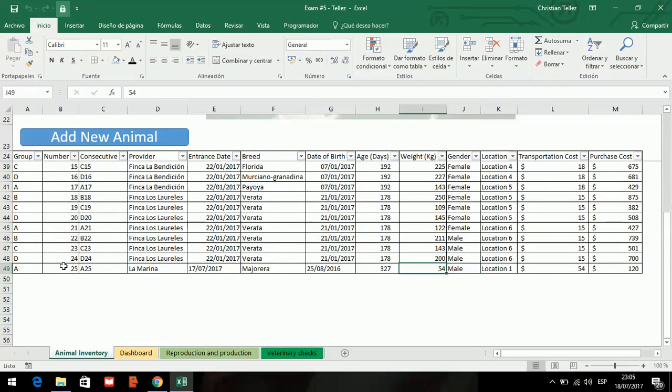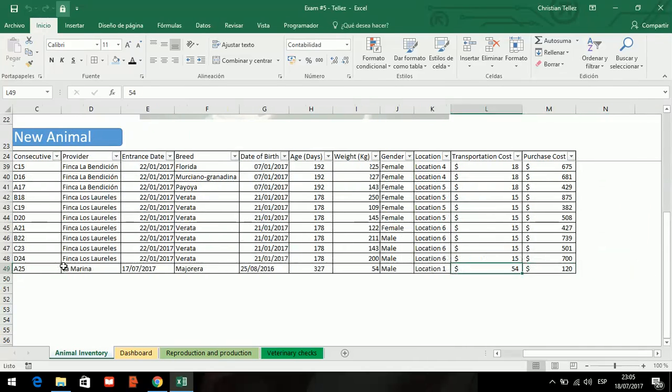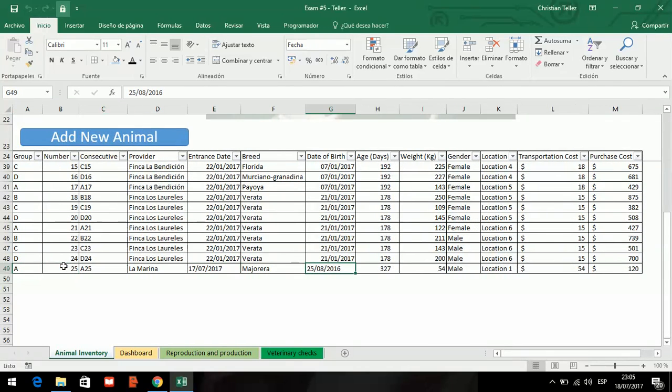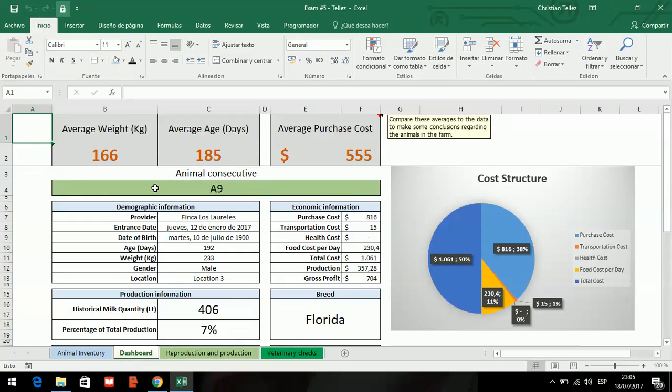Okay, so in this case it will create a space with a new animal where it will calculate some data. For example, it will calculate the age of the animal. It will mix the consecutive, and also it will have some formats. I think I have to correct something here regarding the formats, but this is the process of adding a new animal. Here we have a dashboard where we have the animal consecutive.